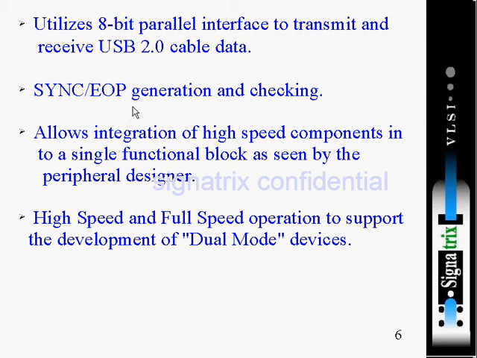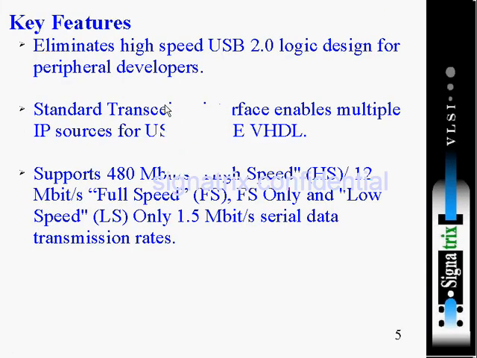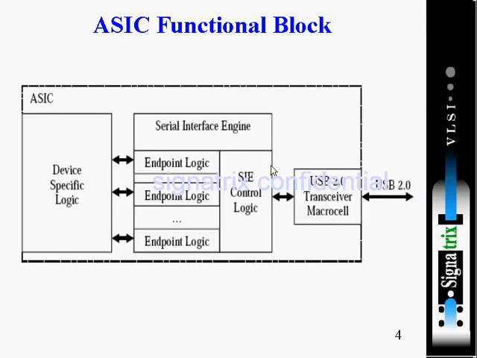This UTMI was also present in the 1.1 version. Before USB 2.0, everything was in one logic. This logic plus this logic was one logic. See here, the serial interface control engine plus the USB 2.0 transceiver macrocell were implemented together with VSDL code. But you can't achieve that much frequency in VSDL code.